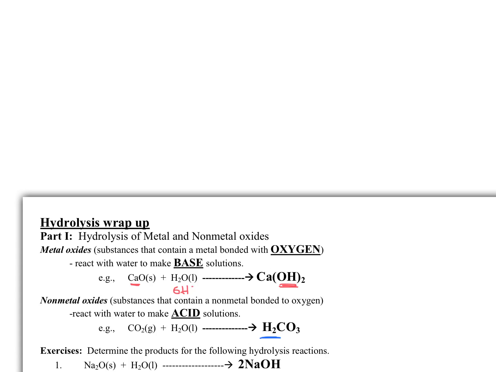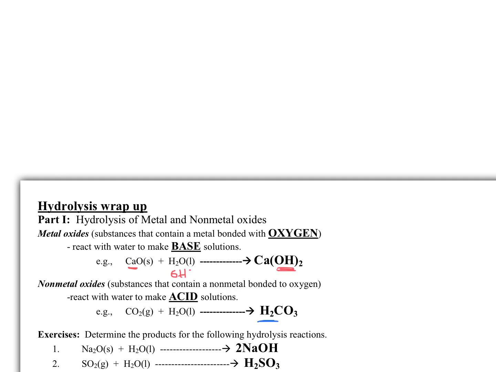So given the example of Na2O, notice Na is a metal. Therefore, when it reacts with the water, it takes the OH and makes a base. For SO2, sulfur is a nonmetal, so it's a nonmetal oxide. It combines with the water to create H2SO3. We literally just add them all up together. There's two H's, one S, three O's.